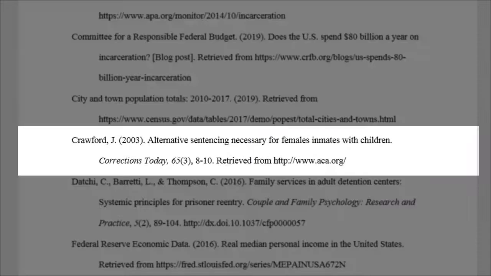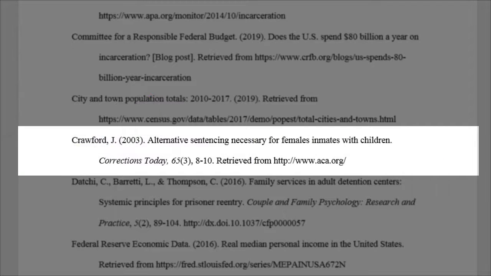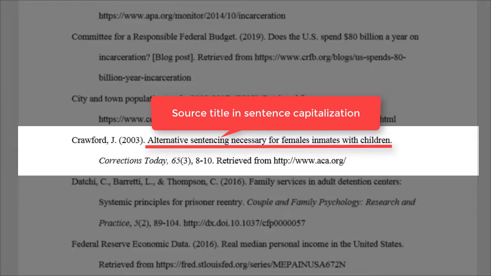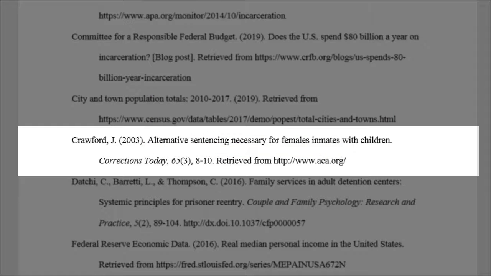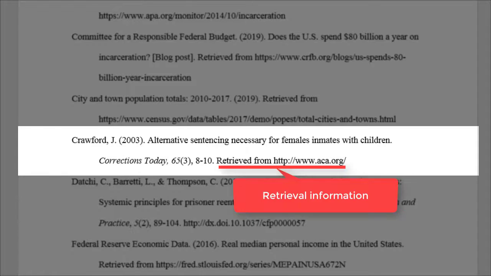The basic format is author last name and first initial, publication date, source title in sentence capitalization, and that means you capitalize only the first word of the title or subtitle, and any proper noun. Then comes the publication information, if the source was a part of a larger publication, such as a journal. And finally comes the online retrieval information.